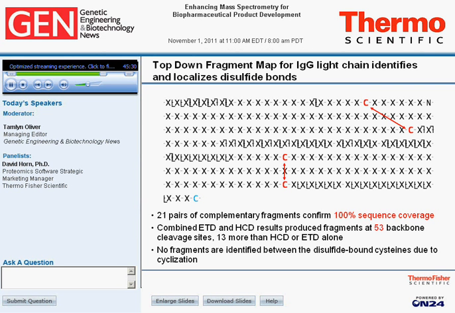Now, combining the ETD and HCD results produces more fragment backbone cleavages than you would by either one alone. I assume that with CID, you'll increase that further. And then no fragments are identified between the disulfide-bound cysteines due to that cyclization. So you could get a backbone cleavage in there, but because the disulfide bond is attached, you will not separate the protein. It will stay intact. Next slide, please.